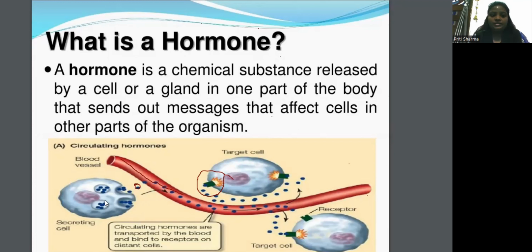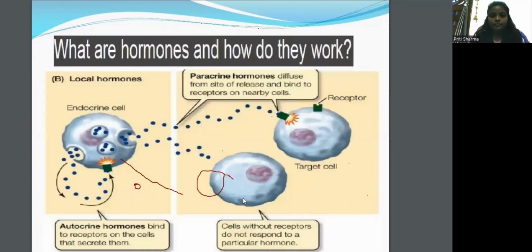As you can see in this picture, one cell is producing the hormones. These are the hormones, and they are carried by the blood vessel and transported to the target cell, which is responsible for growth and metabolism. Now coming to my next slide, what are hormones and how do they work? There are two types of local hormones. One is autocrine and the other is paracrine.